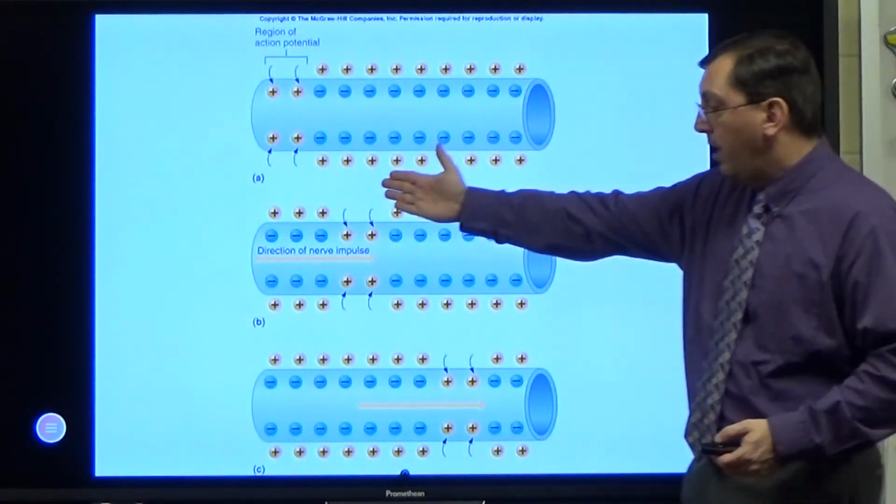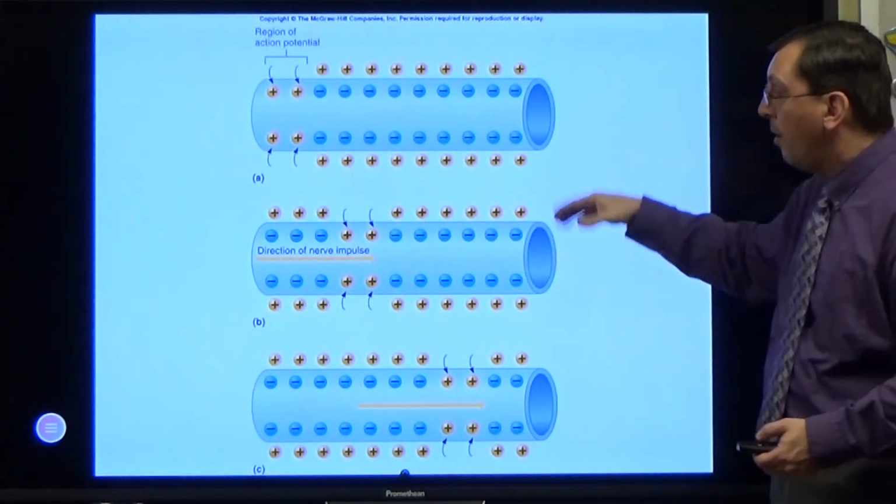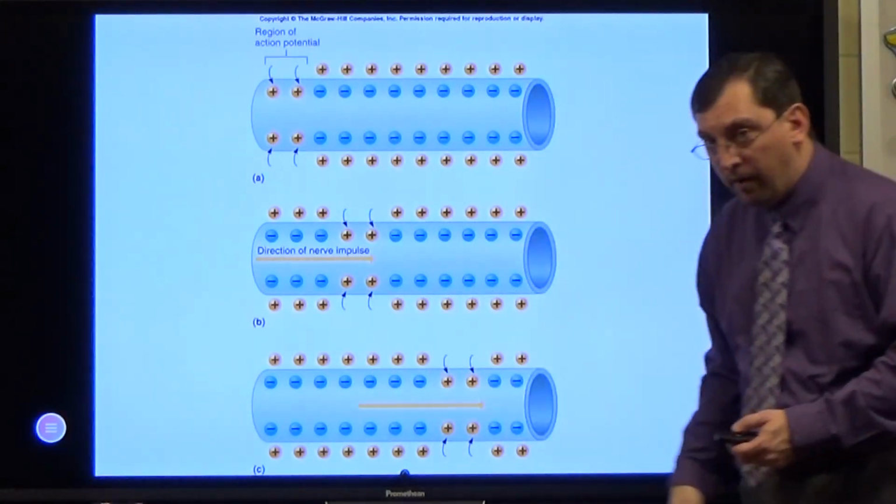So again, here I see the wave occurring. It starts at one spot and moves down here, and right behind it you'll notice it's going back to repolarizing.